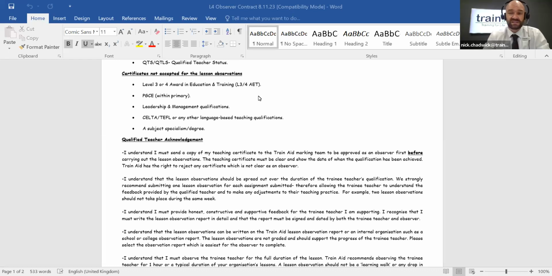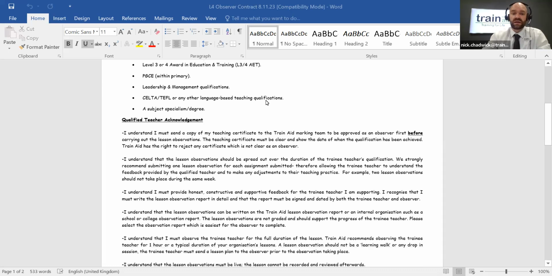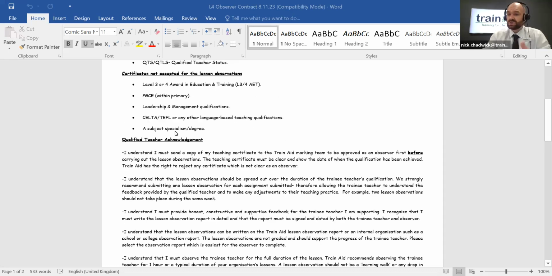If you have a PGCE within primary, or you have any leadership and management qualifications, unfortunately, you will not be able to carry out those 3 lesson observations. If you have TEFL or a CELTA or any language-based teaching qualifications, or if you have just a subject specialist degree without any teaching qualification, you'll not be able to carry out those lesson observations.